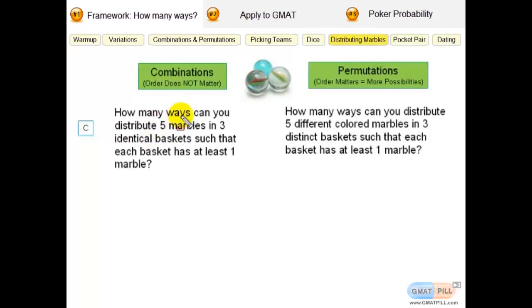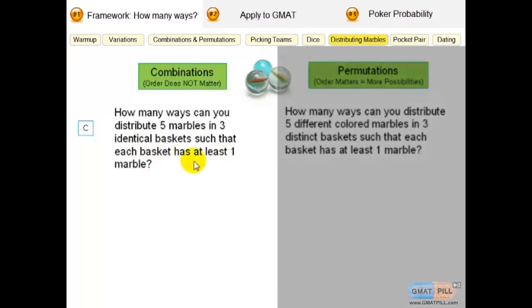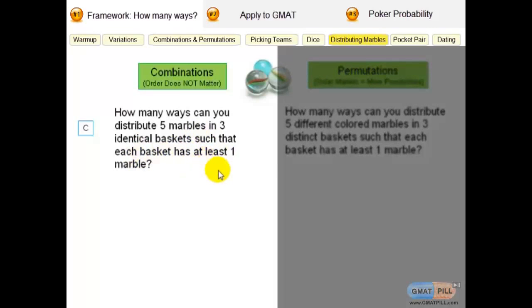Part C, how many ways can you distribute 5 marbles in 3 identical baskets? And in this one, it's 5 color marbles in 3 distinct baskets. So this question requires a little bit more thinking. You have to actually structure the question first before you do any calculations. If you're distributing 5 marbles in 3 identical baskets and each basket has at least 1 marble, well, there's only so many ways you can do that.